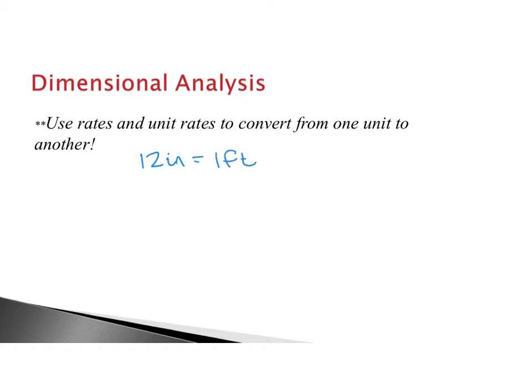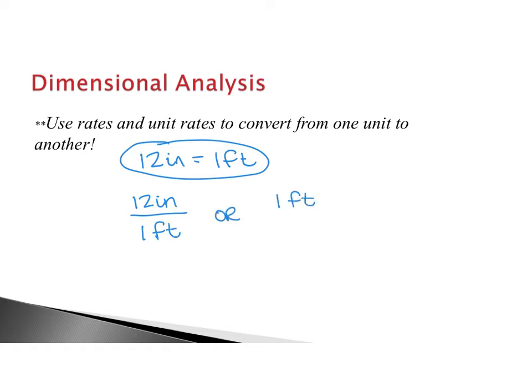Now, if I use something like 12 inches equals 1 foot, I personally like to leave it written like this until I know how I need to use it. And I'll show you what I mean here in a few minutes in our next example. But ultimately, I can write it as 12 inches for every 1 foot, or I could write it as 1 foot for every 12 inches.